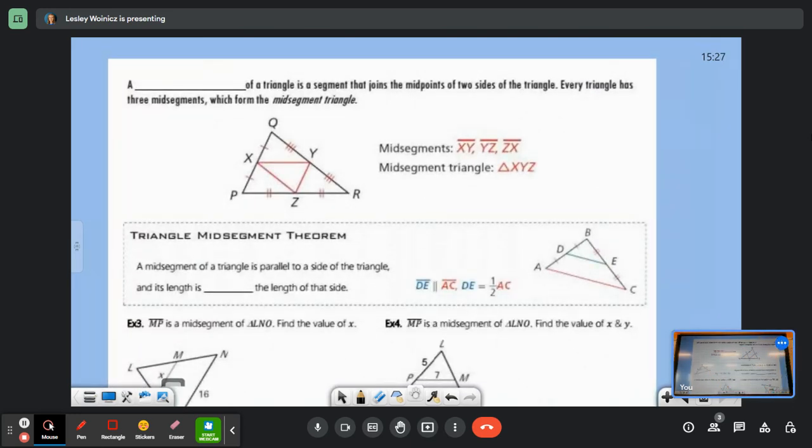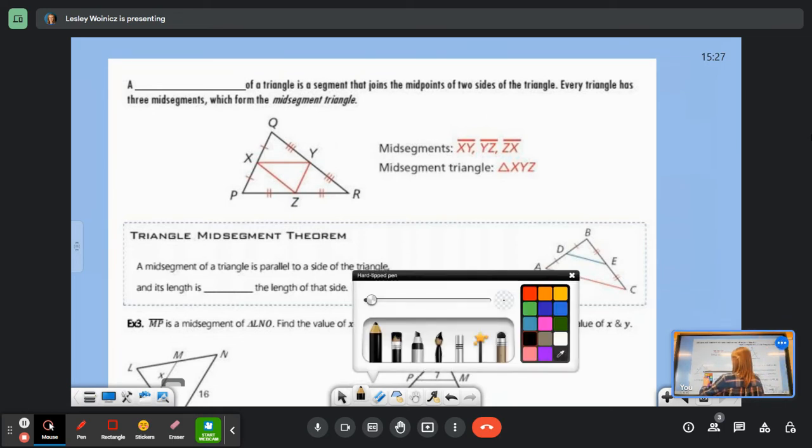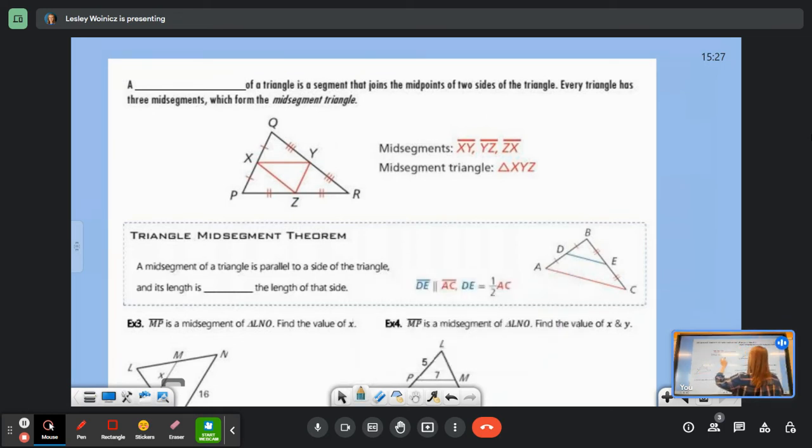Okay, next. Honestly, when I first saw this word, it looked made up to me, but it's not. It's a real word. It's called a midsegment. I was like, oh, that's just a distractor. No, it's a real thing. A midsegment of a triangle is a segment that joins the midpoints of two sides of the triangle. Every triangle has three midsegments, which form the midsegment triangle.